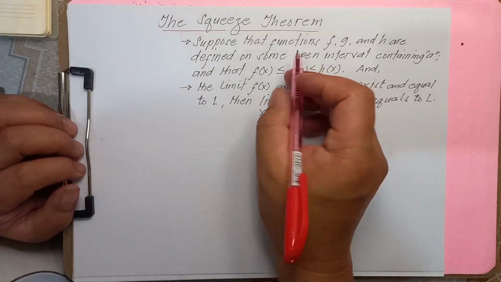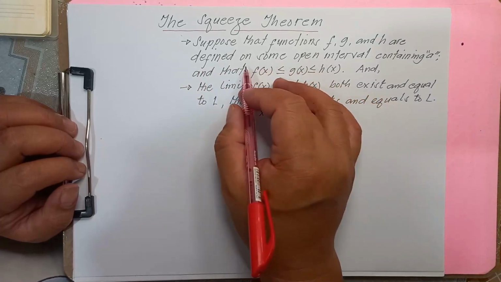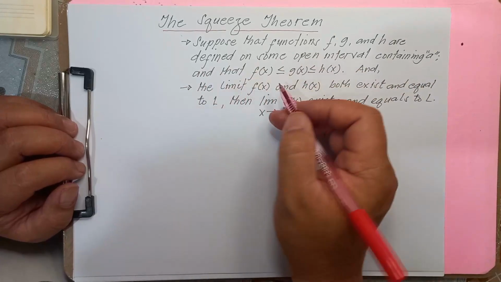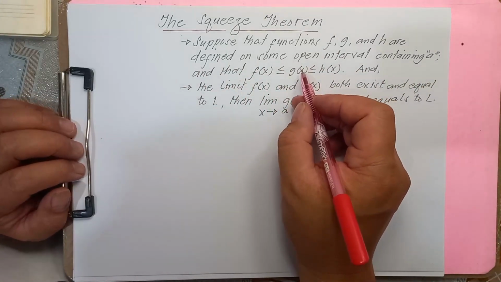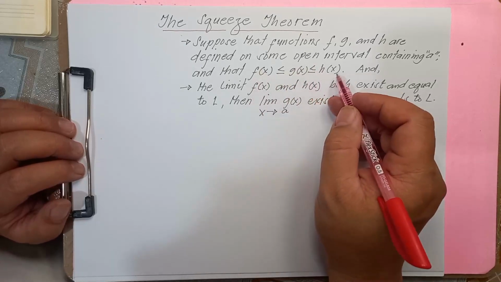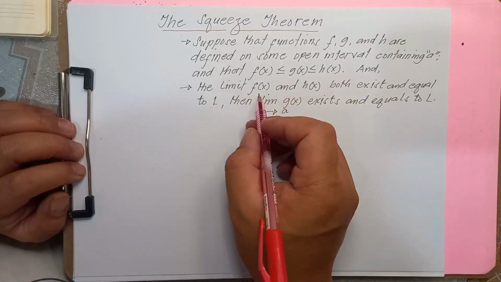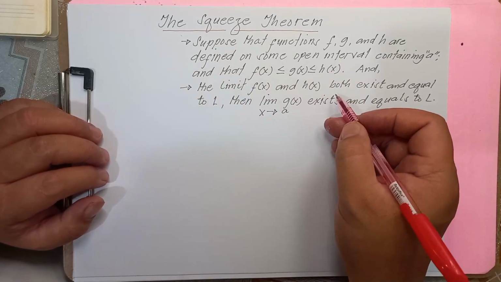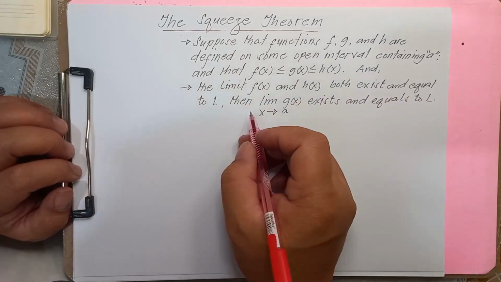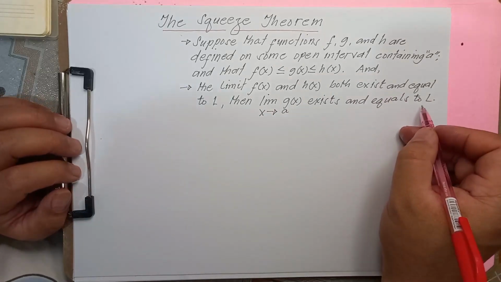Suppose that the functions f, g, and h are defined on some open interval containing a, and that g of x is greater than or equal to f of x but less than or equal to h of x, and the limits of f of x and h of x both exist and are equal to L. Then the limit of g of x exists and it is also equal to L.